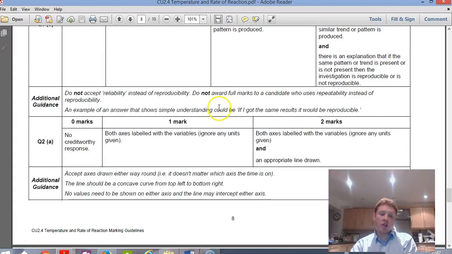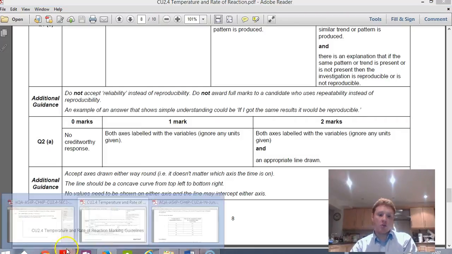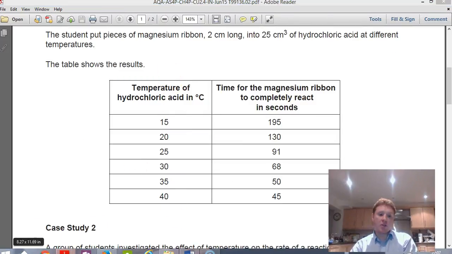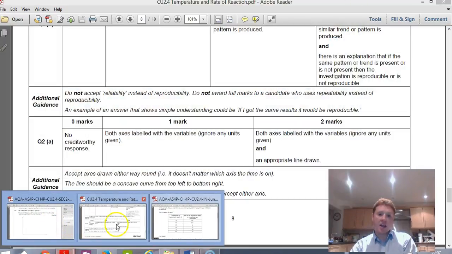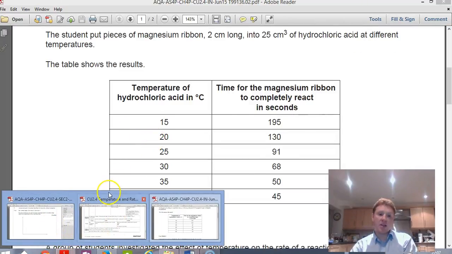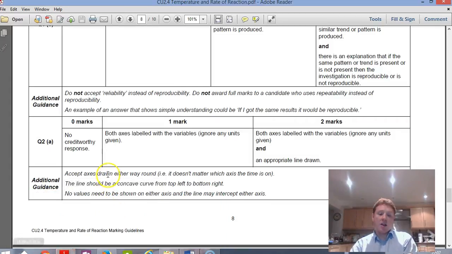So what do you get the marks for in the graph? Well, you get 1 mark for labelling both axes with the variables. And in this case, for some reason, you don't have to give the units. So you would get a mark if you put temperature of acid on the x-axis and time for magnesium to completely react in seconds on the y-axis. Except you can draw the axes either way around, as long as the curve's right. Then an appropriate line is drawn. So it should be a concave curve from top left to bottom right. So it should go like that.